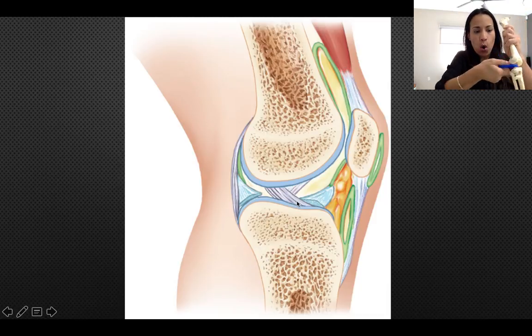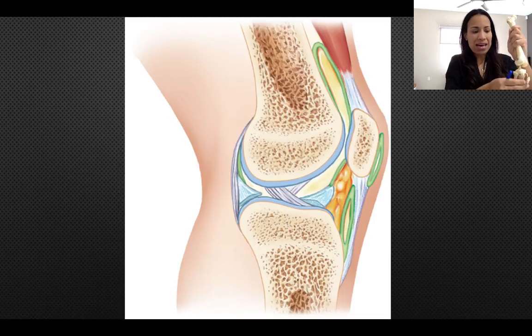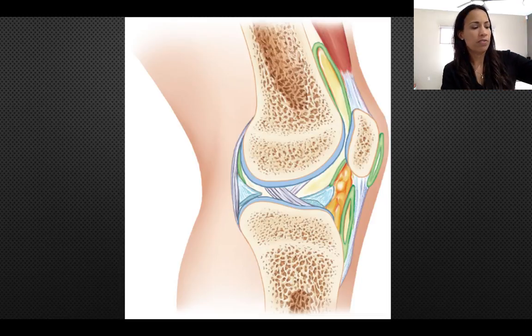The function of that: can you see how it's holding? The anterior cruciate ligament is like holding the tibia in place, so it prevents the forward movement of the tibia into an anterior plane, and the PCL, the posterior cruciate ligament, avoids the backwards movement of the tibia.